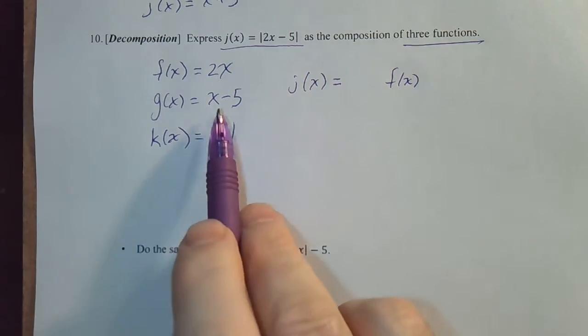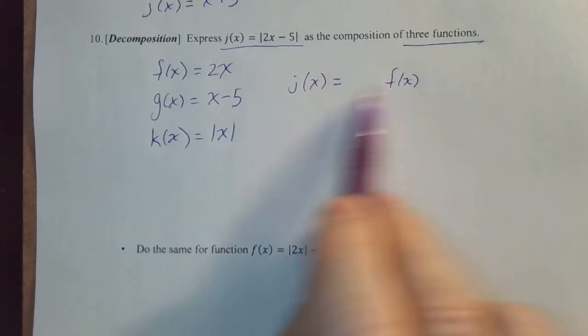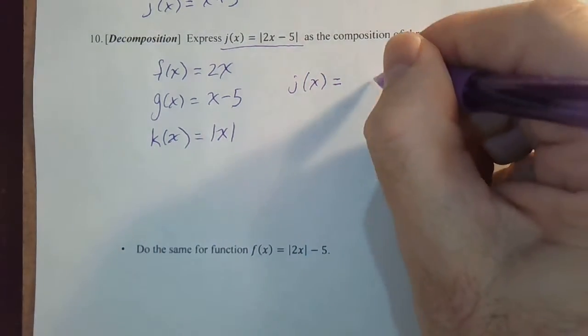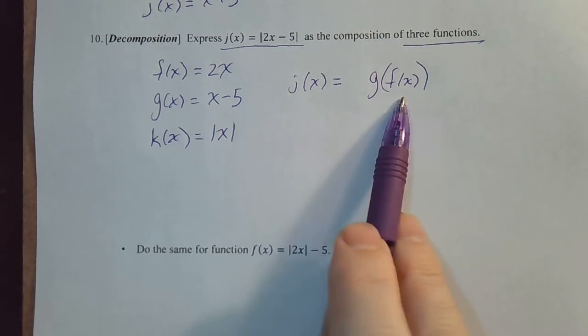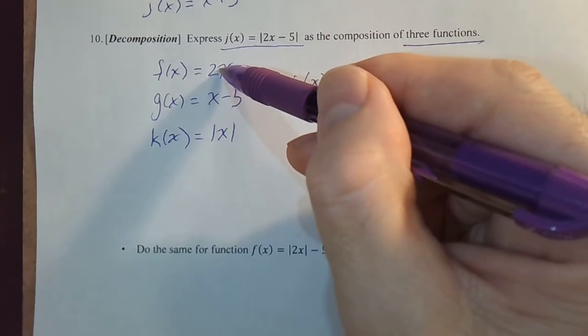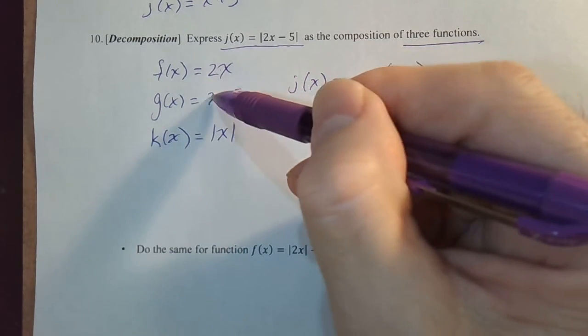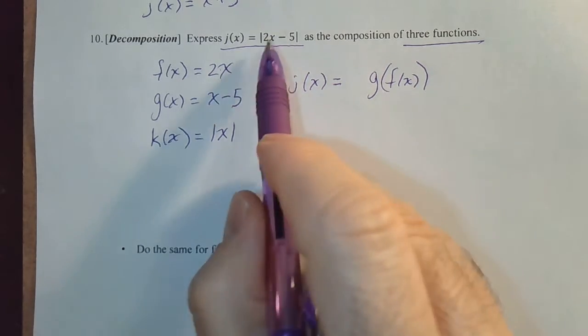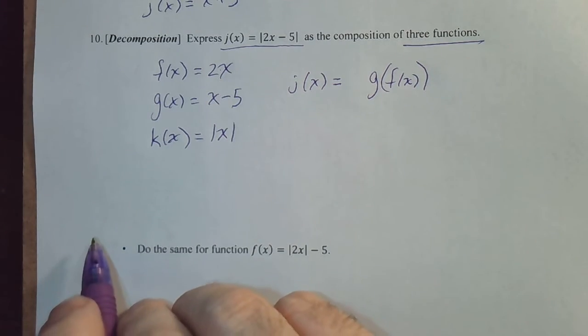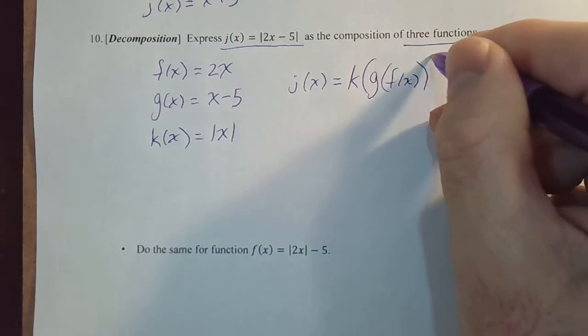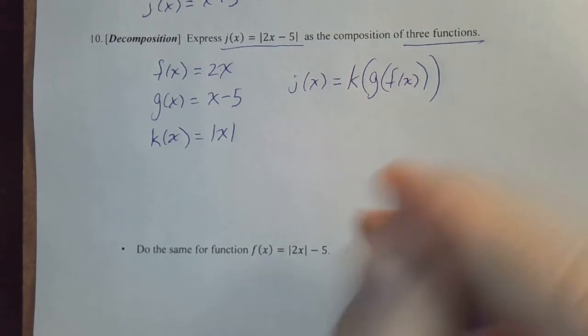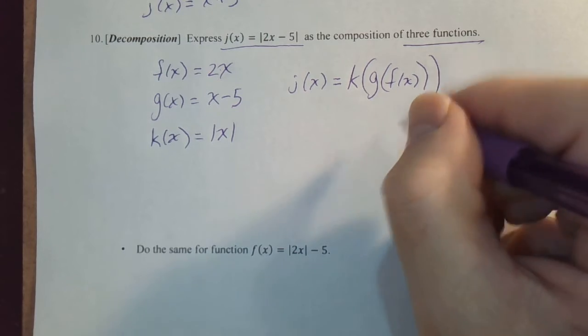Now we need to do the minus 5 function. I need to subtract 5. So I'm going to say g of f of x. And what that gives us so far, g of f of x, means you're plugging f of x into g, so it would be 2x minus 5. So now we have everything except the absolute values. And then we apply k. And that's it. So once again, f of x was 2x.